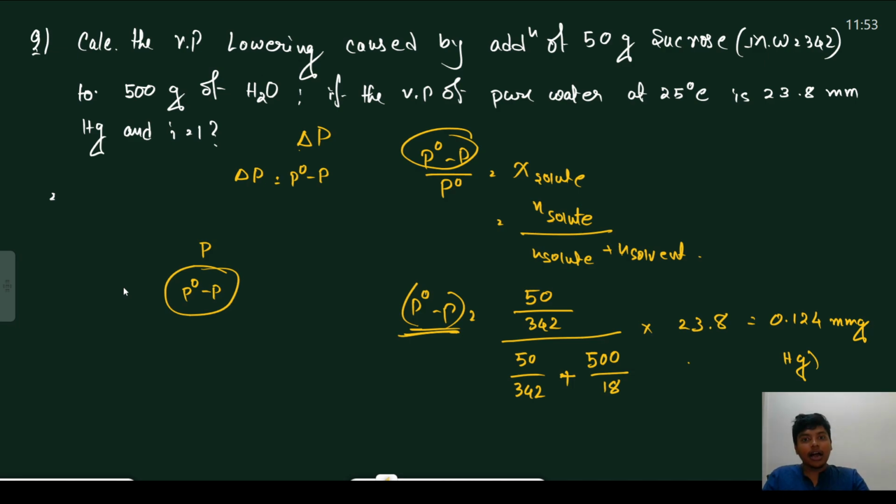If they ask what is the final pressure of the solution, then you can do 23.8 minus 0.124. That is the final pressure of the solution. Clear or not? Tell.